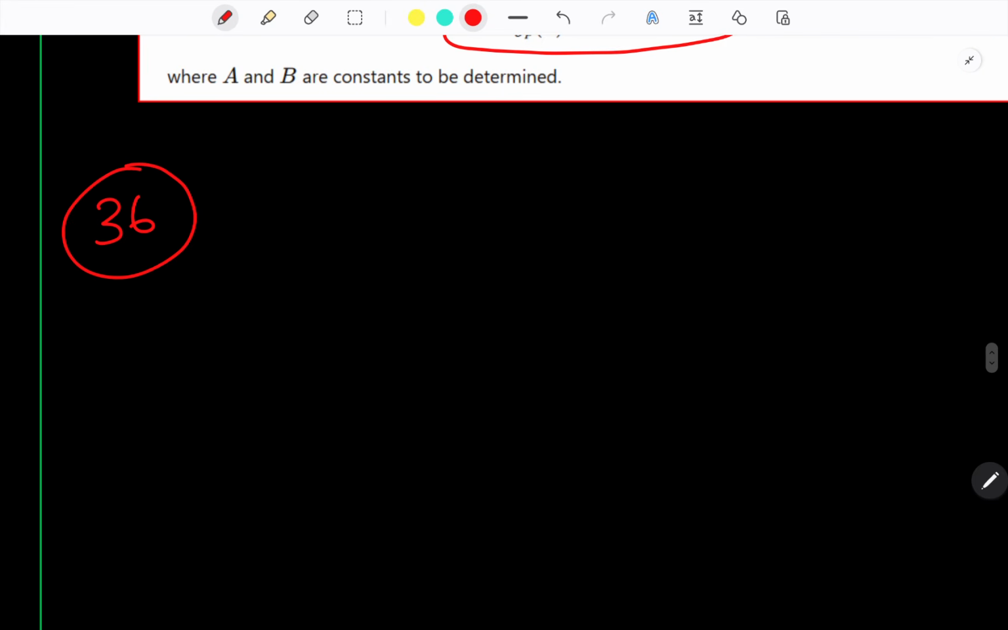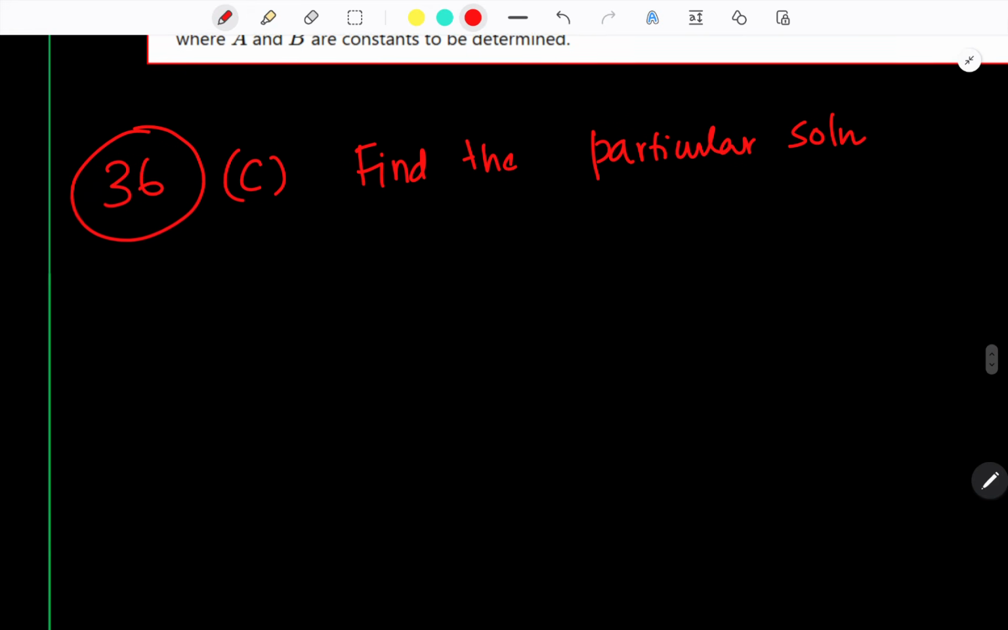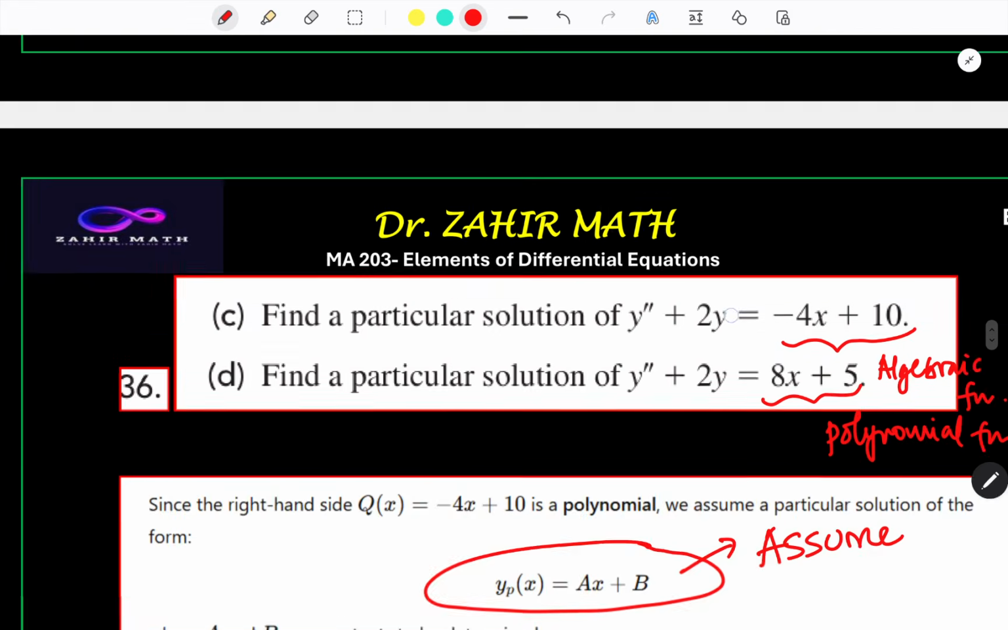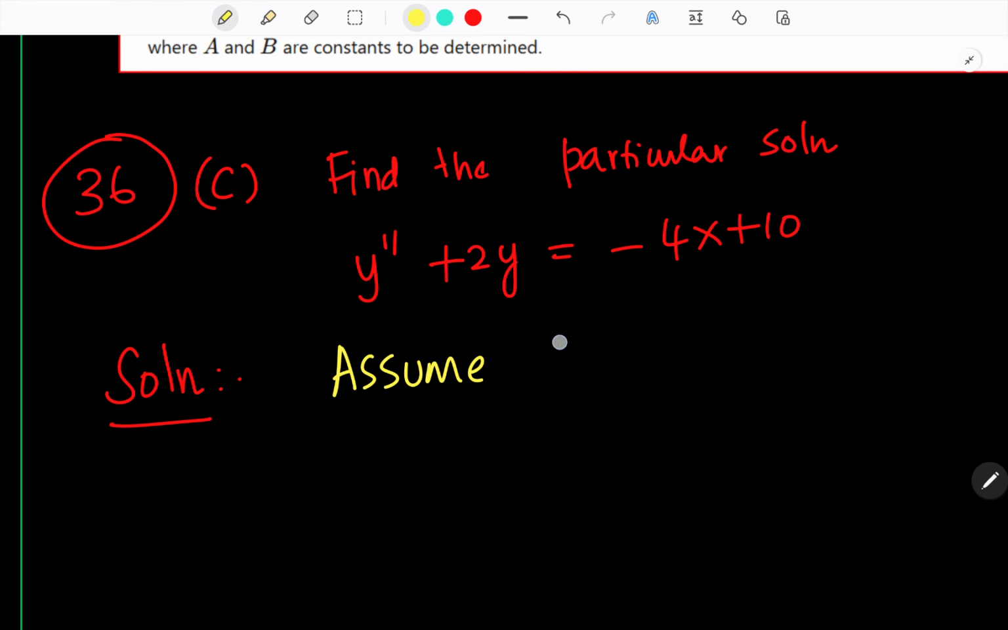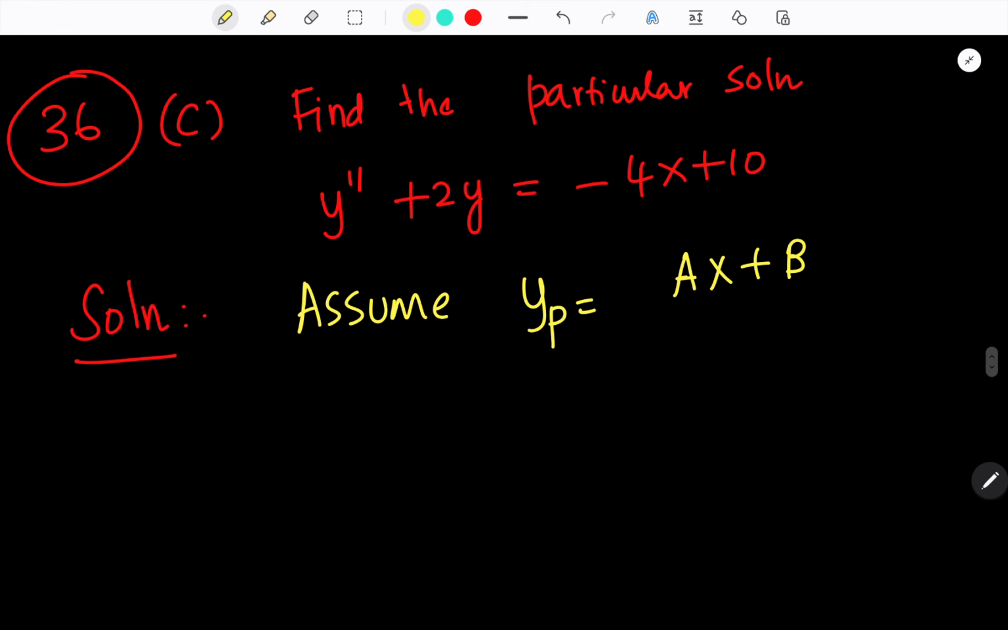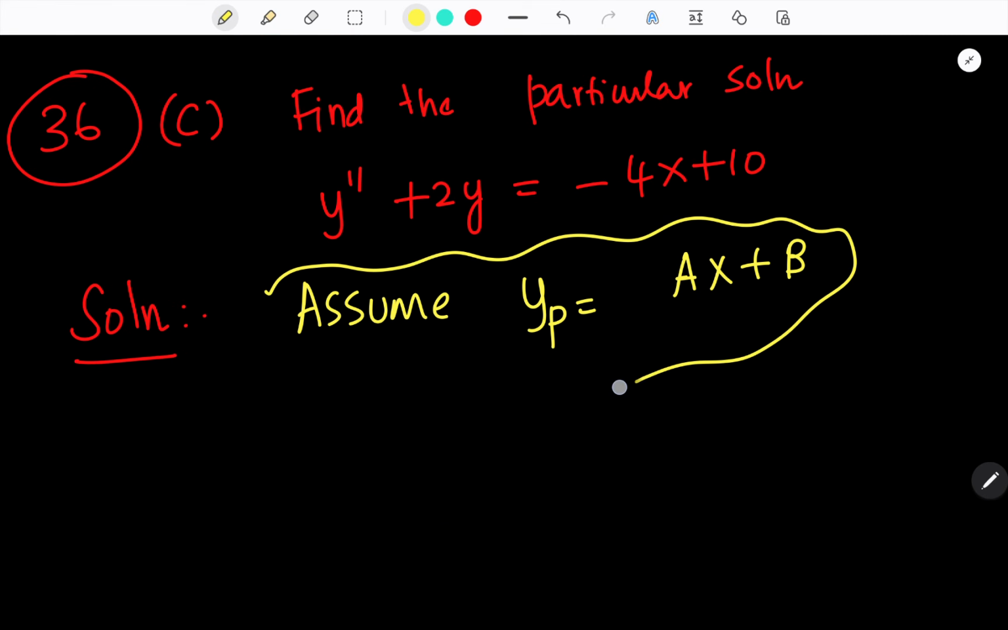So in the 36C question, I'm going to find the particular solution. Find the particular solution for the differential equation y double dash plus 2y is equal to minus 4x plus 10. So let me go to the solution, right? We are going to assume the particular solution as a polynomial ax plus b.